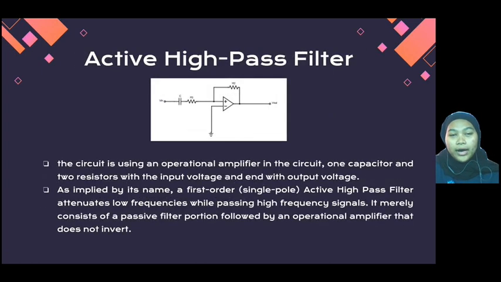Then, this is the active high-pass filter. This circuit uses an operational amplifier, one capacitor and two resistors, with input voltage and output voltage. As implied by its name, a first-order single-pole active high-pass filter attenuates low frequencies while passing high-frequency signals. It merely consists of a passive filter portion followed by an operational amplifier that does not invert.